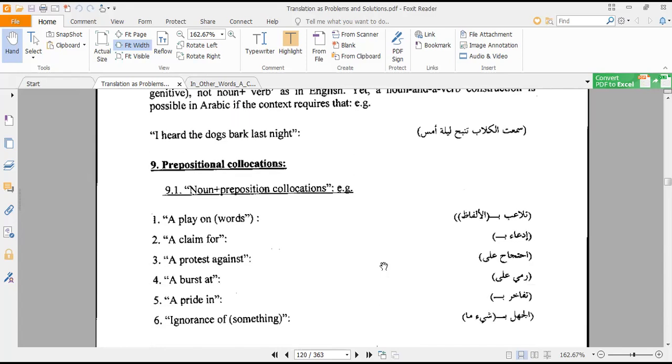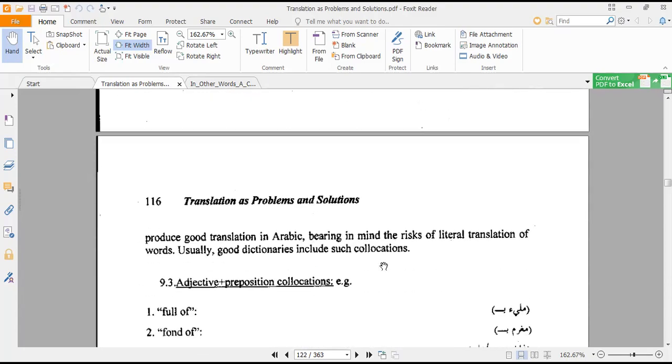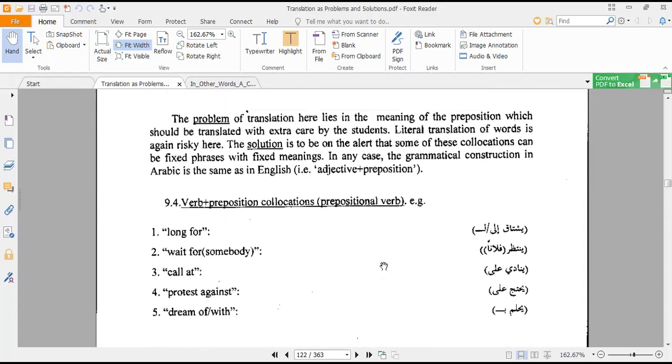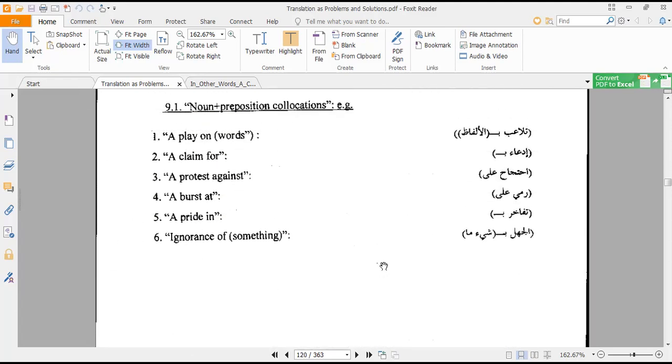Actually, that's enough. The last time we are going to talk about the general strategies that can be used in rendering these English collocations into Arabic. Actually, if you have any question, please feel free to ask me whatever you want. Thank you very much.